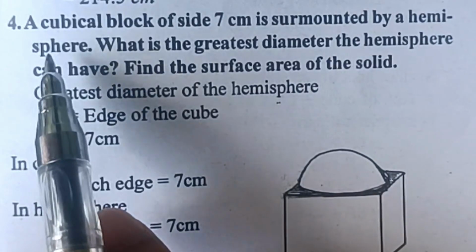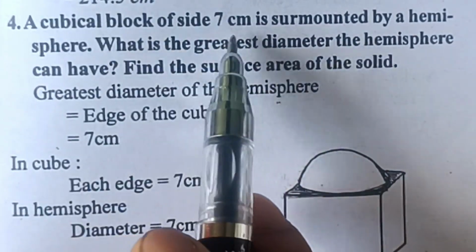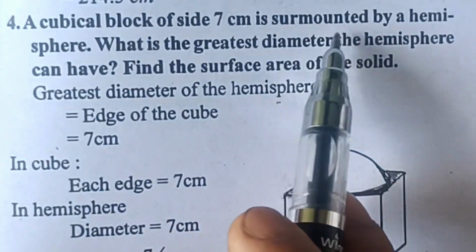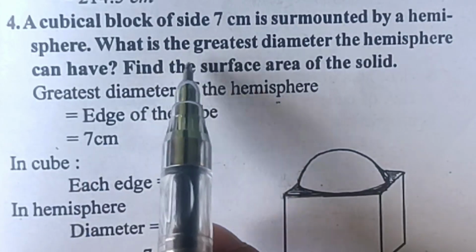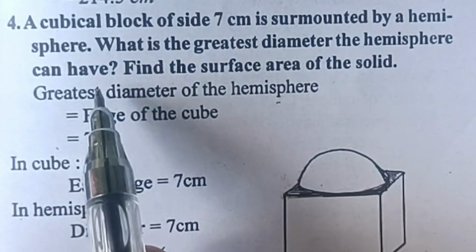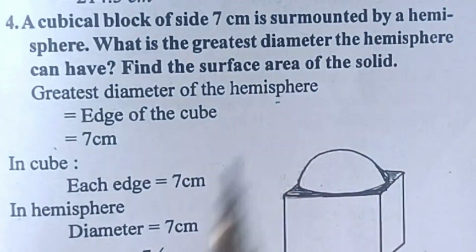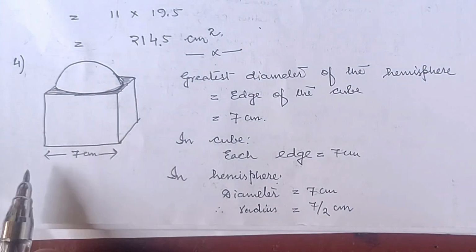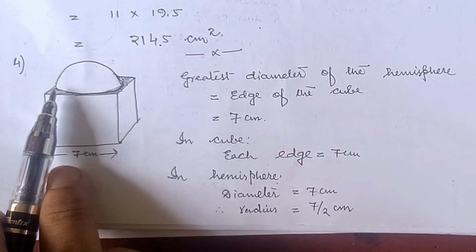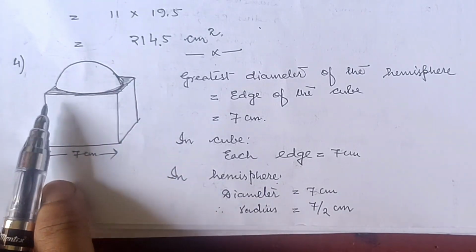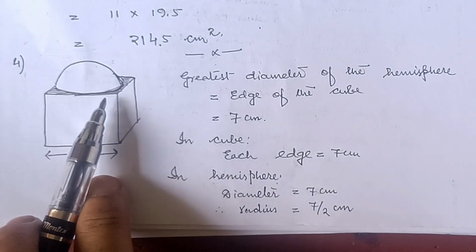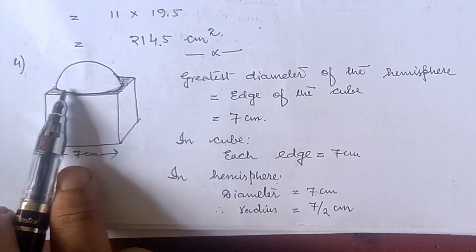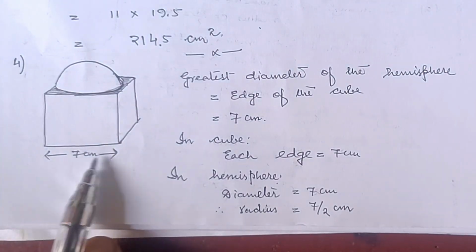Question number 4. A cubical block of side 7 centimeter is surmounted by a hemisphere. What is the greatest diameter the hemisphere can have? Find the surface area of the solid. As given in the question, a cubical block of side 7 centimeter is surmounted by a hemisphere. What is the greatest diameter the hemisphere can have? Here, the diameter of the hemisphere will be the same as the edge.